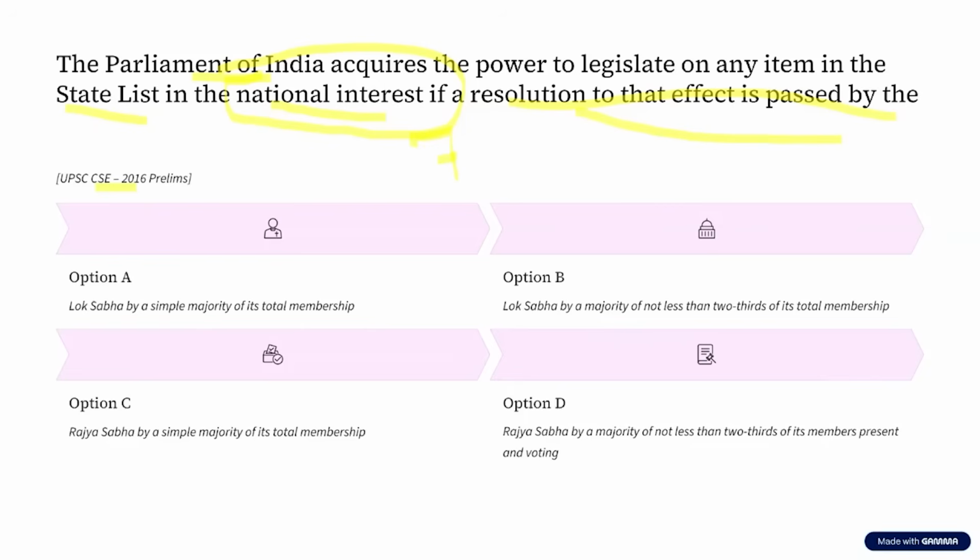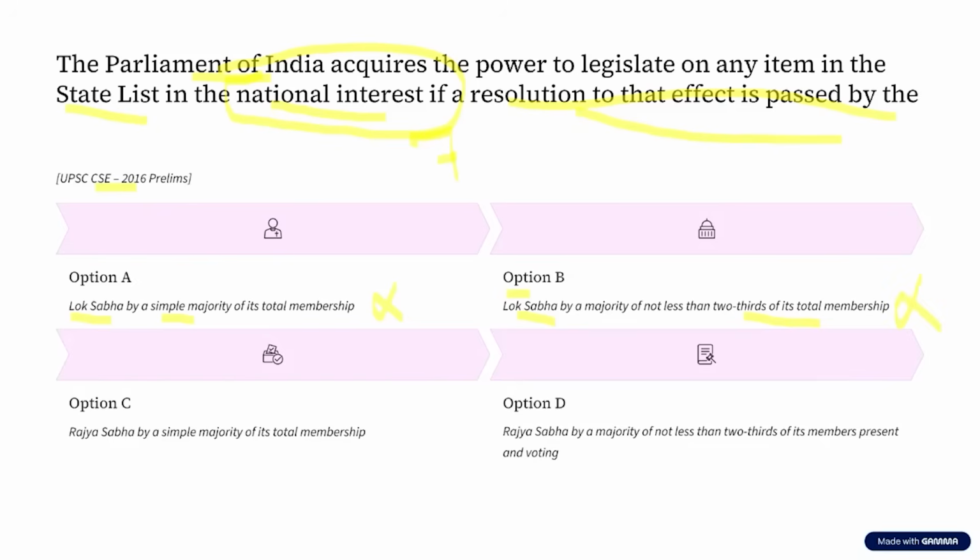Option A says Lok Sabha by a simple majority of its total membership. Now is it Lok Sabha or Rajya Sabha? It is Rajya Sabha. So directly you can eliminate this. So what is option B telling? Option B is also telling Lok Sabha by a majority of not less than two-thirds of its total membership. That is, it is speaking about the two-thirds majority. But again, it is speaking about Lok Sabha. Is it Lok Sabha? No, it is not Lok Sabha. It is Rajya Sabha. So option B is wrong.